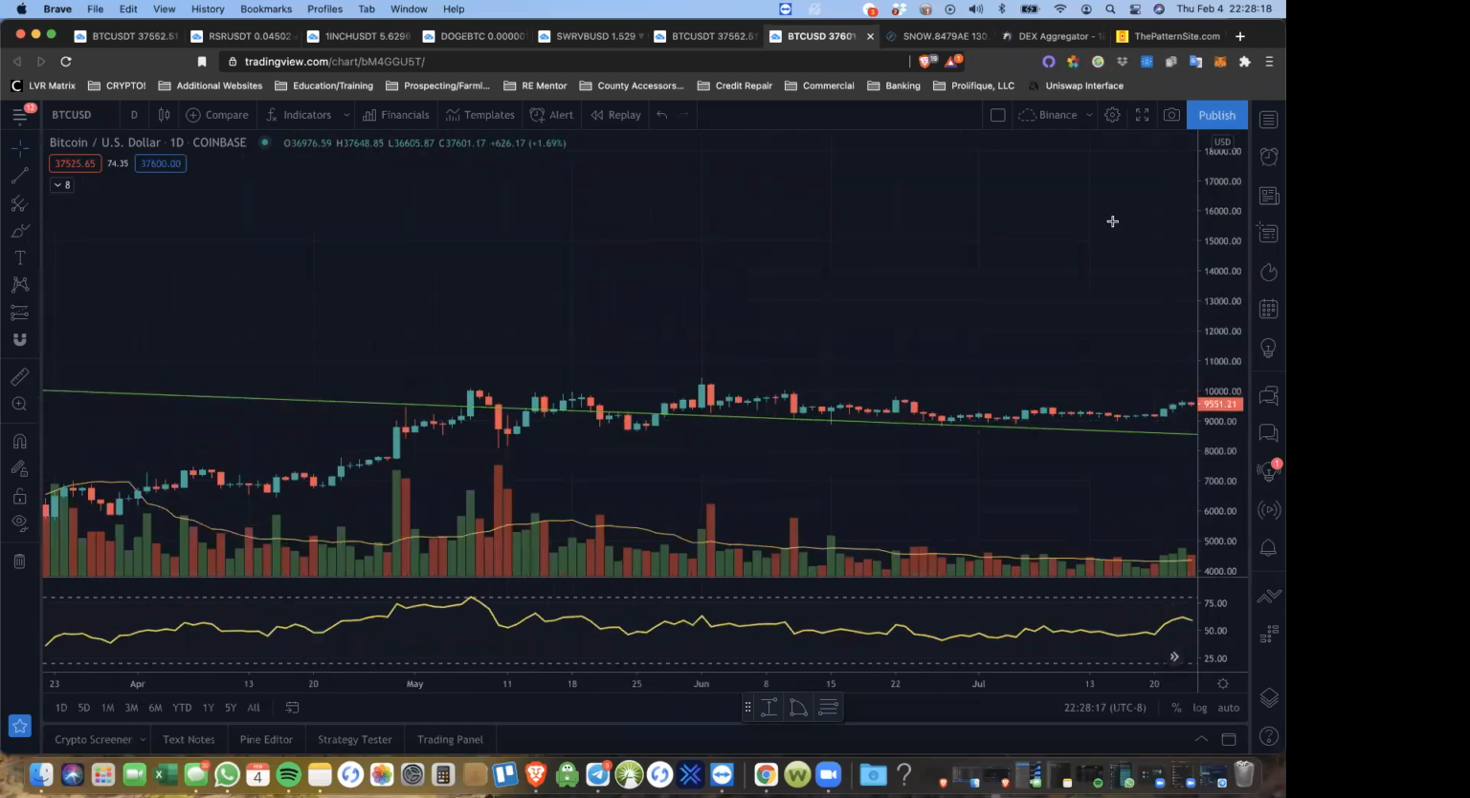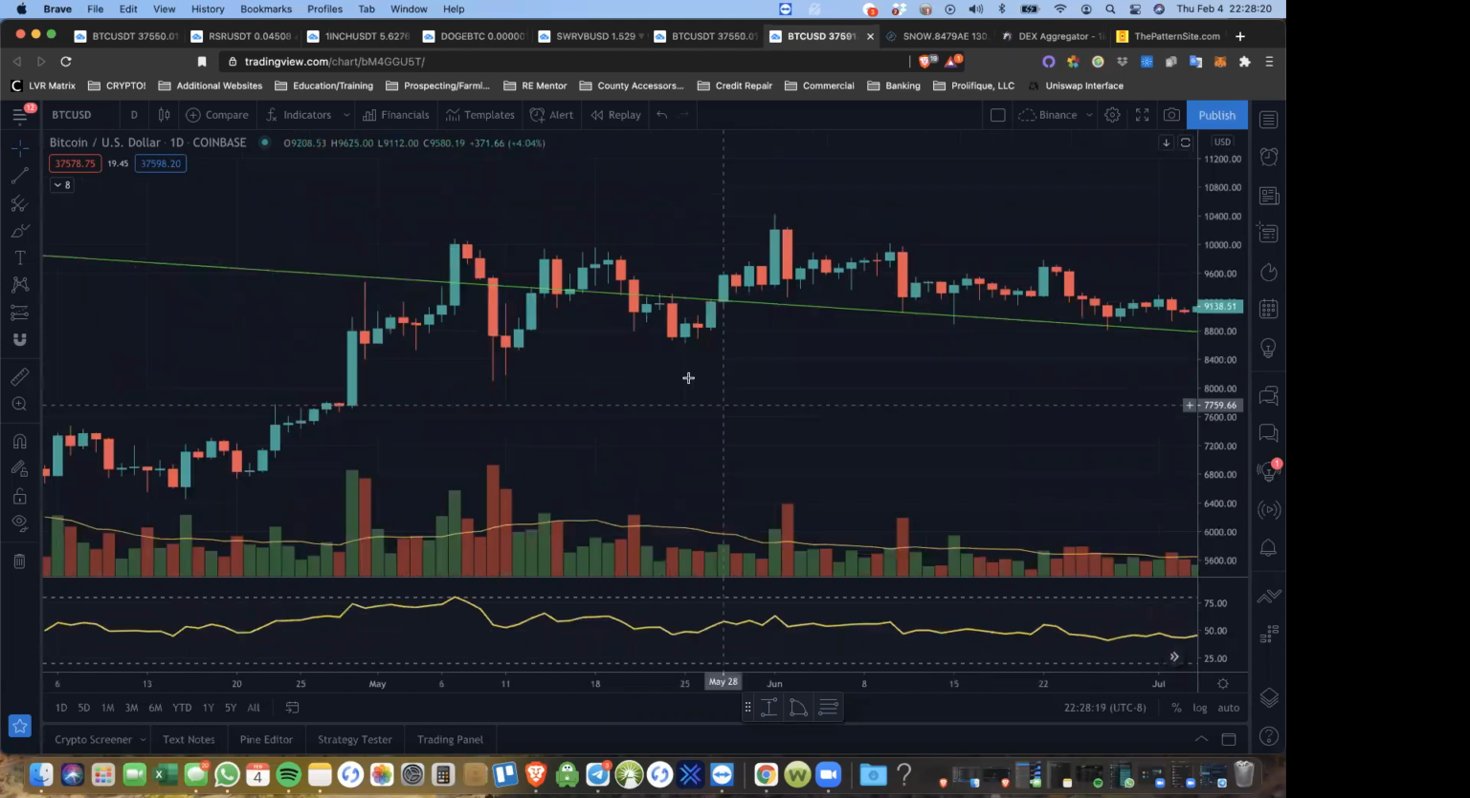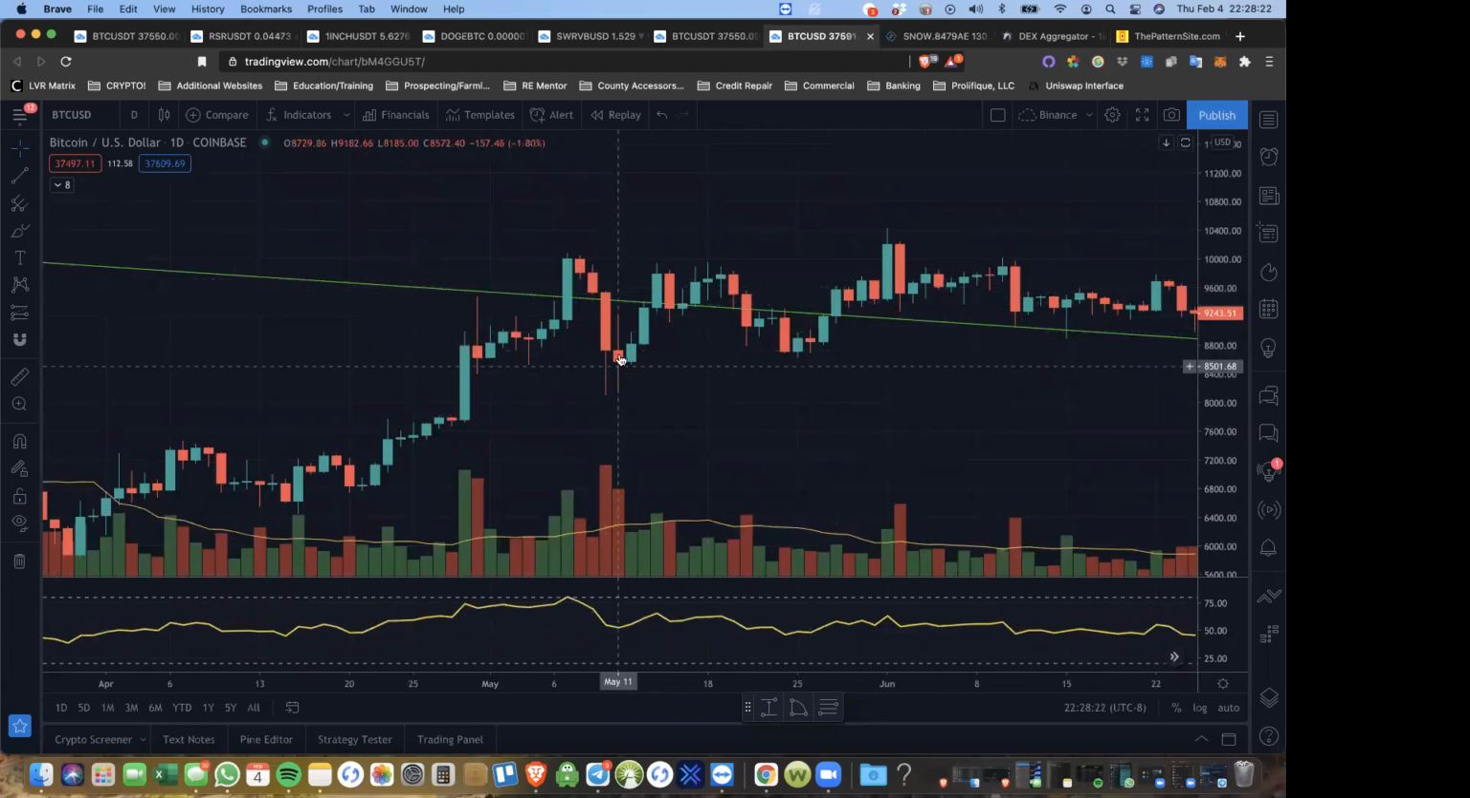So you can tell that this is structural support because it breaks down, comes up, touches right here, ends right here.